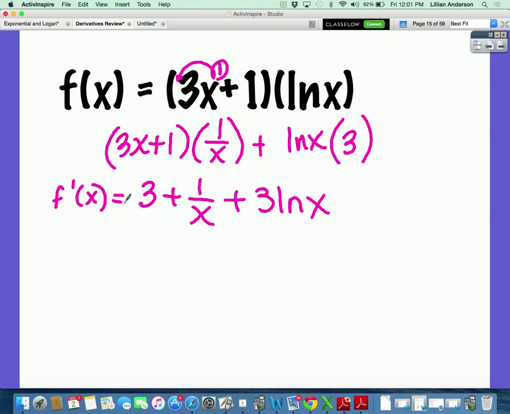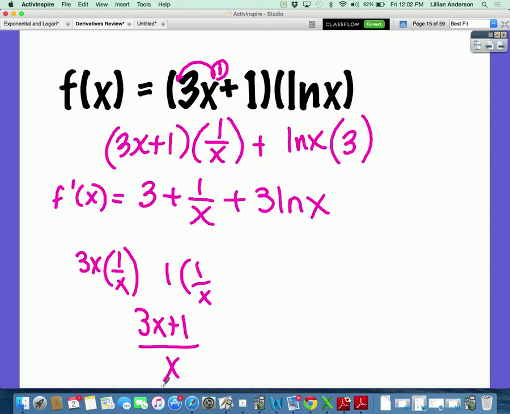Wait, how did you get the 3 plus 1 over x? Because 3x times 1 over x, you just take that 3 out. And then 1 times 1 over x is 1 over x. Or you can write it as 3x plus 1 over x. Because basically if I just multiply this by this, I would get 3x plus 1 all over x. And so I just simplified it. I think you cancel out and it's 3 plus 1 over x.